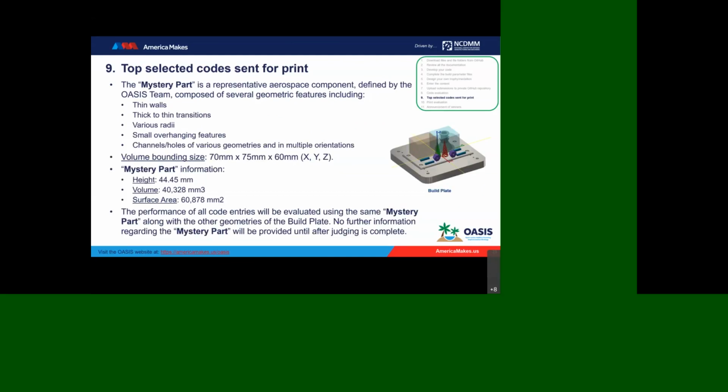The volume of it is around 40,000. The surface area is a little over 60,000 millimeters squared. The performance of all code entries will be evaluated using the same mystery part along with the other geometries on the build plate. We're not going to release any other information on the mystery part until after the judging is complete. So again, you see a representation of the build plate geometry here, but that is not what's going to be built.